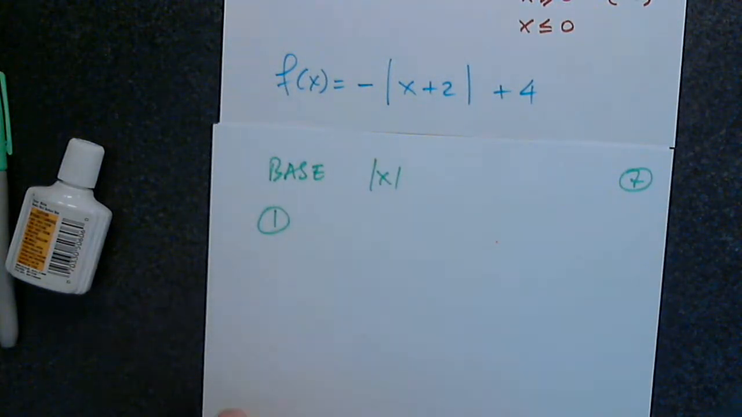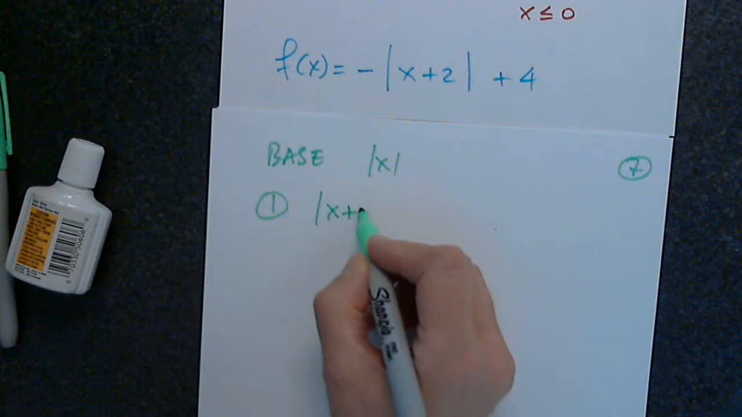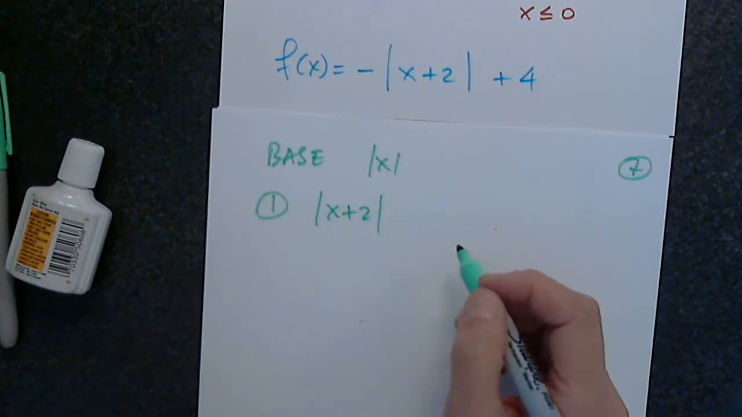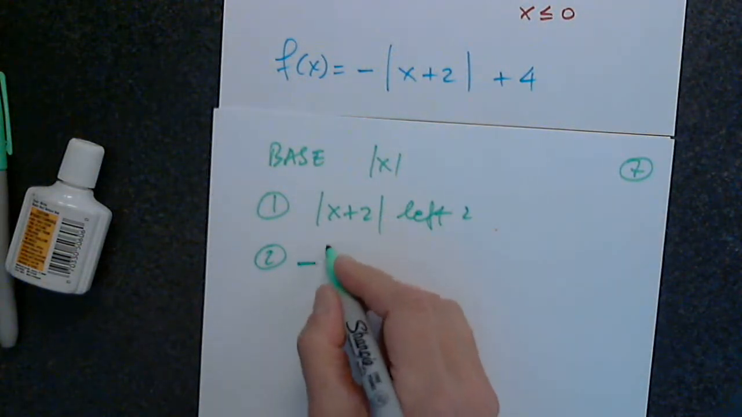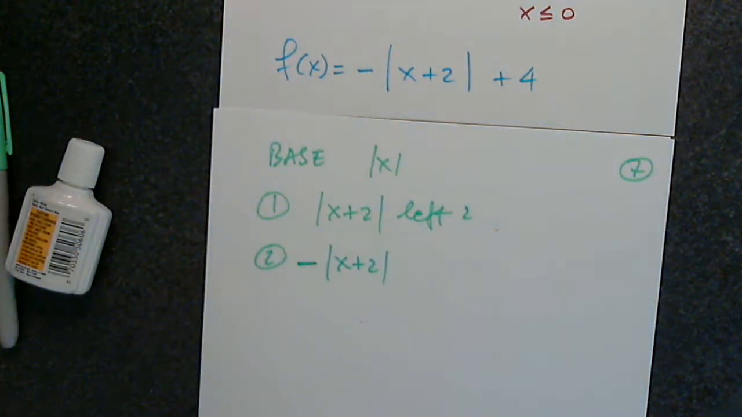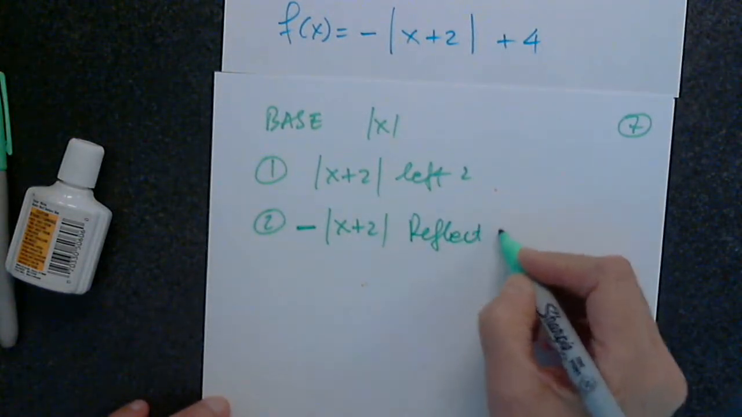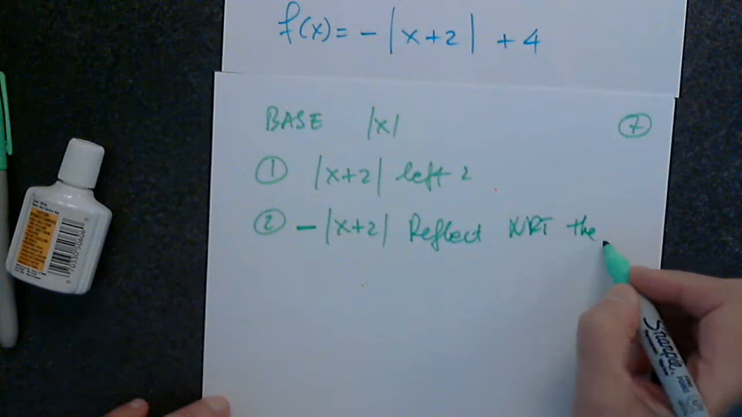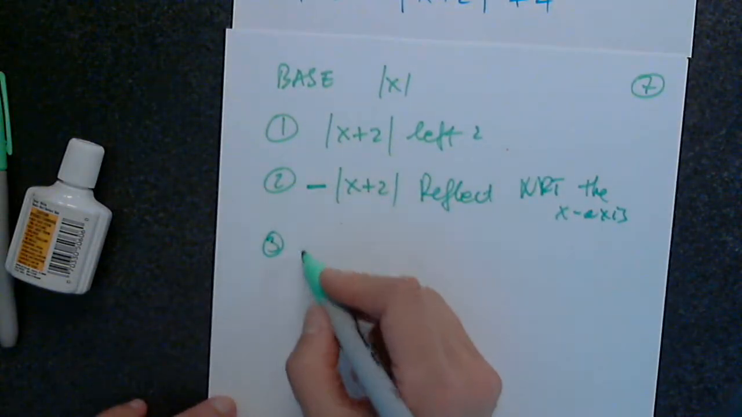Absolutely. Number 1, which is the first transformation on the absolute value of x? Very good. What does this do? Left 2, very good. Transformation 2, which is the opposite of x plus 2, is the transformation on function 1. What is it? Very good. Reflect with respect to the x-axis. And function 3 is a transformation on function 2.